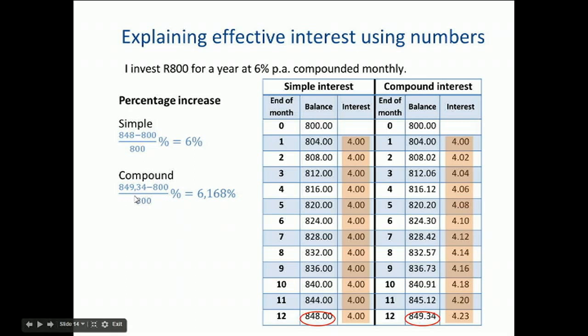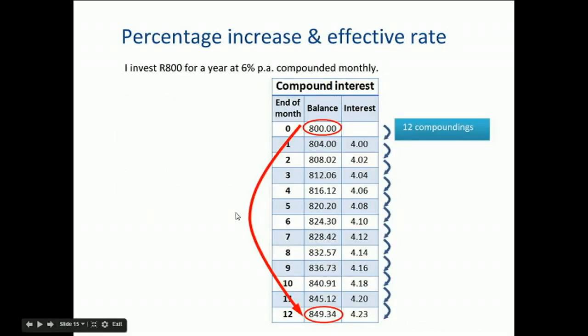When I use the exact same formula of new minus old, all divided by old, with the compound amount, I take 849.34, subtract 800, also divide by 800 because that's where I started. The answer is not 6%. It's 6,168%. And that number, 6,168, is the effective interest rate. It's what I actually get because of this compounding every month. So it's a bit more than I was expecting, which is a good thing. Of course, if I was owing that money, it would be a bad thing. Exactly. So let's take a look at the next slide.